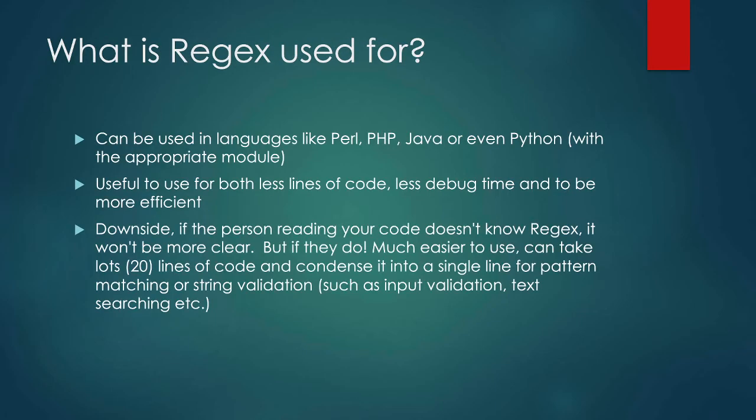Regex can be used in programming languages such as Perl or Python. In Python, you'll have to use a library for it. Regular expressions give you the ability to use fewer lines of code and be more efficient. However, there is a huge downside. If the person reading or editing your code later, even if it's you, doesn't know regex, this is not going to be more clear for them.